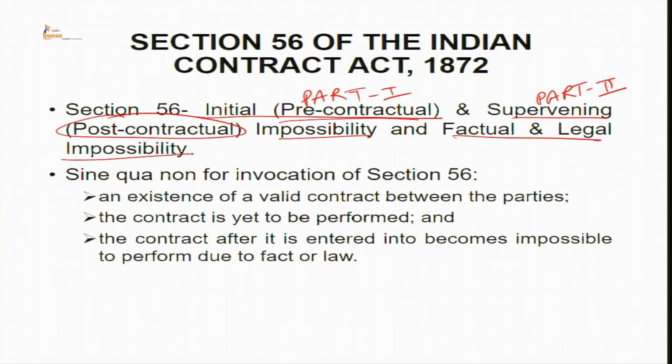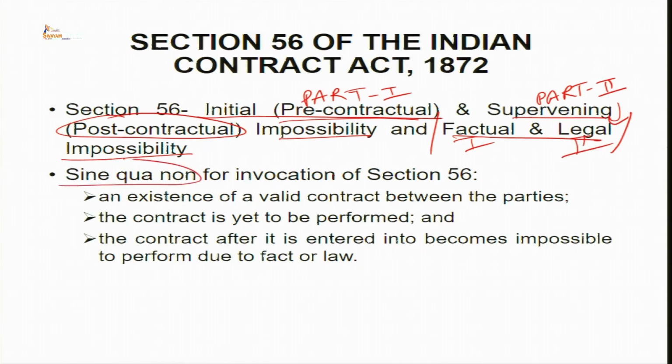So basically what I am trying to tell you here is that section 56 can be classified into two, part 1 and part 2. Part 1 deals with initial impossibility, part 2 deals with supervening impossibility, and further part 2, which is supervening impossibility, can be divided into two, that is factual impossibility and legal impossibility.